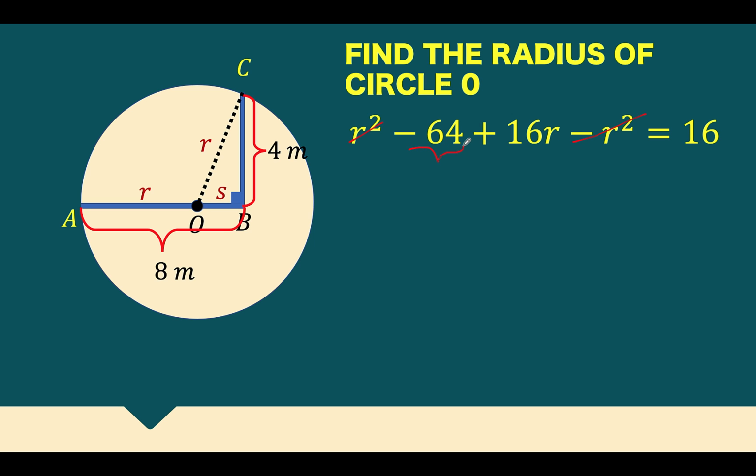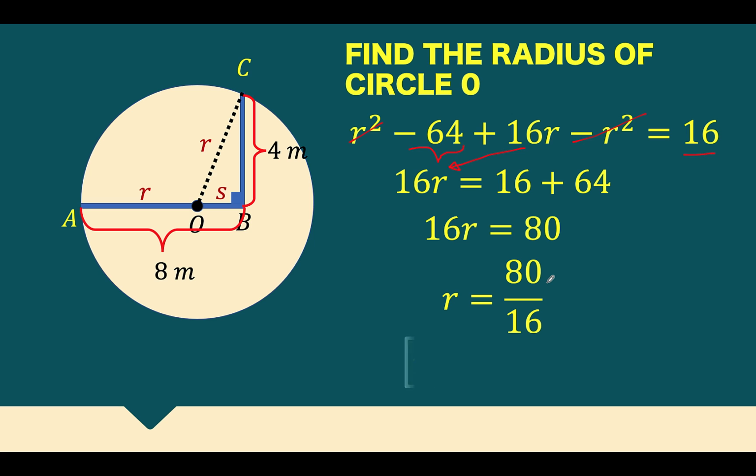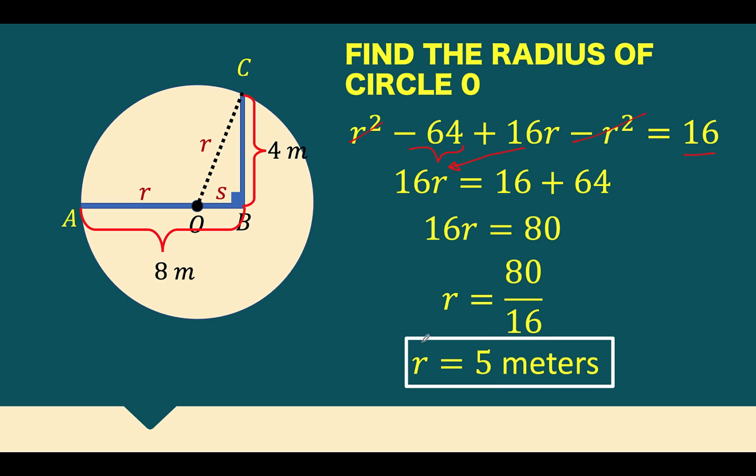Then we can add 64 to both sides of the equation to arrive at 16 plus 64 at the right side, and we just copied 16R. 16 plus 64 is 80, and dividing both sides by 16, we have R equals 5, and the unit is meters. So we already know that the length of the radius of circle O is 5 meters.